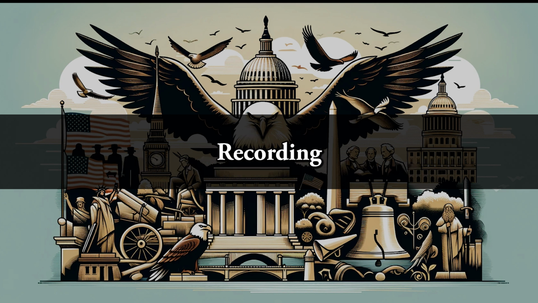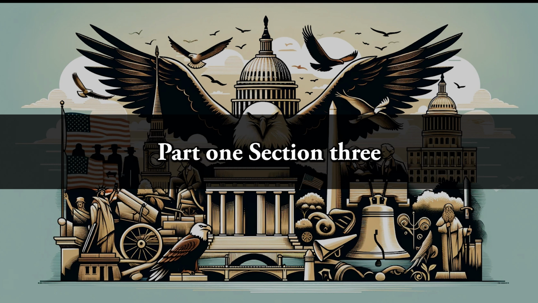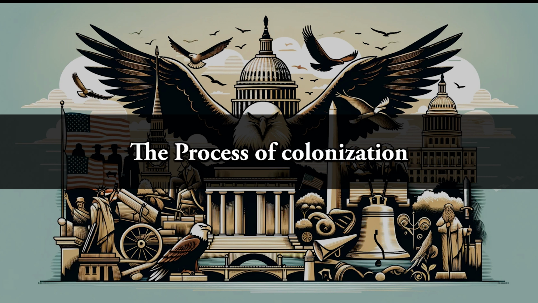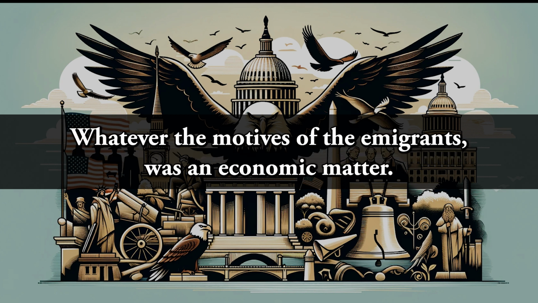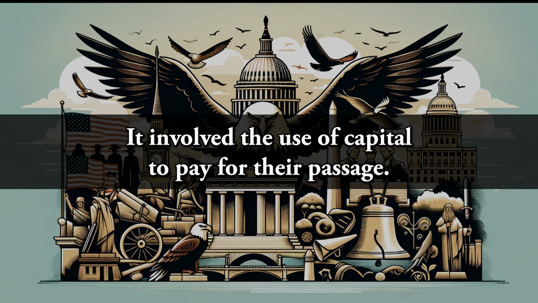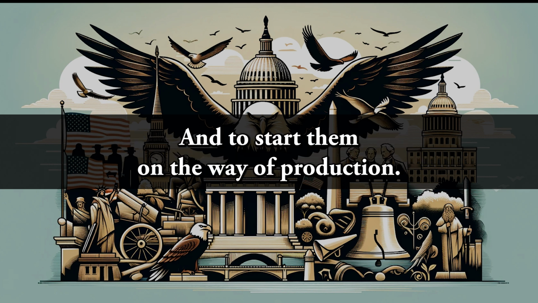History of the United States by Charles A. Beard and Mary Ritter Beard, Part 1, Section 3. The Process of Colonization. Considered from one side, colonization, whatever the motives of the immigrants, was an economic matter. It involved the use of capital to pay for their passage, to sustain them on the voyage, and to start them on the way of production.